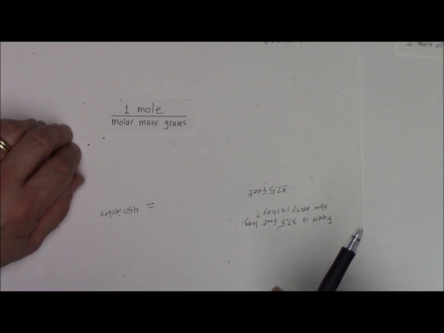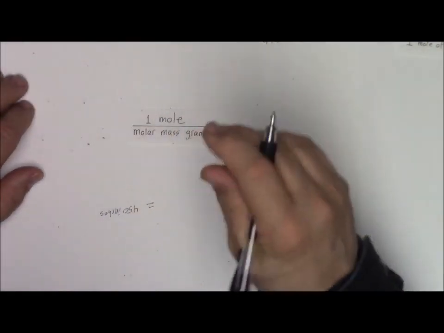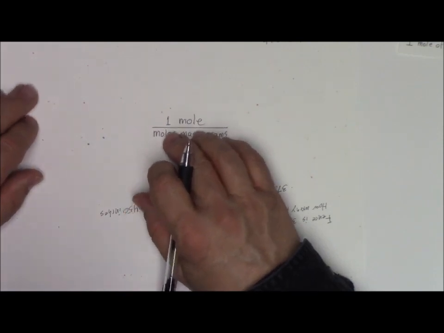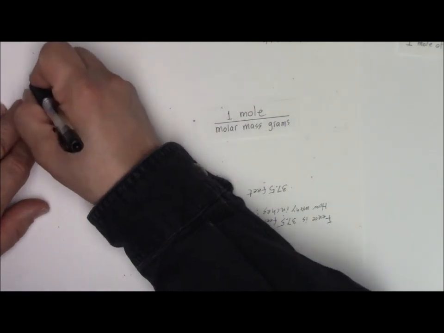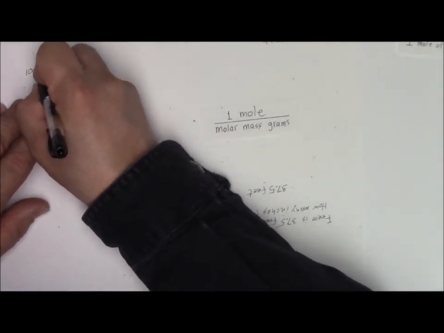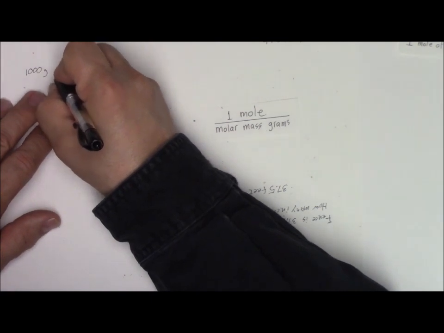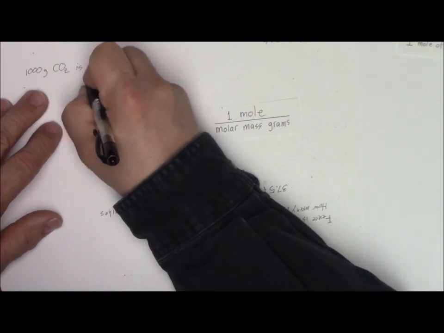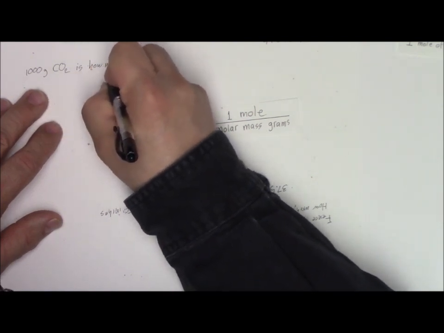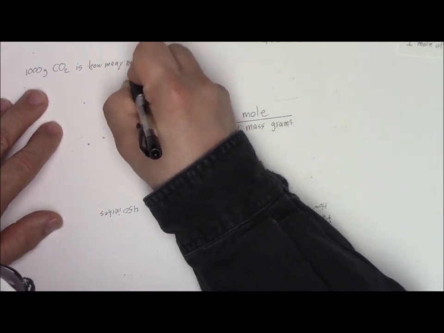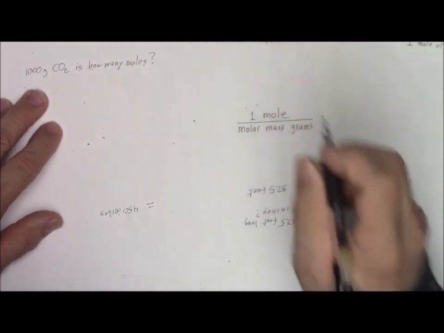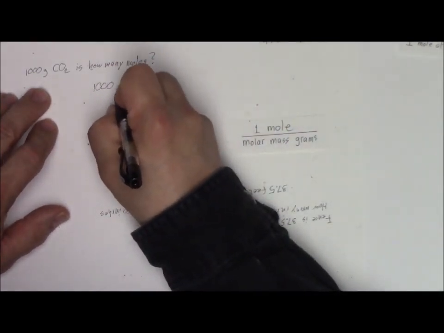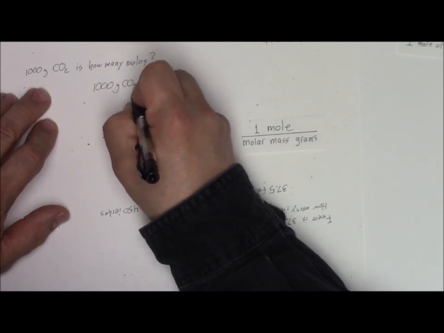Let's say we have 1,000 grams of dry ice, and we want to know how many moles that is. So we have 1,000 grams of dry ice, which we'll call CO2, is how many moles? Well, let's write down what we know. 1,000 grams of CO2.